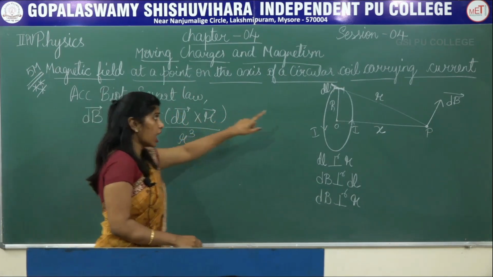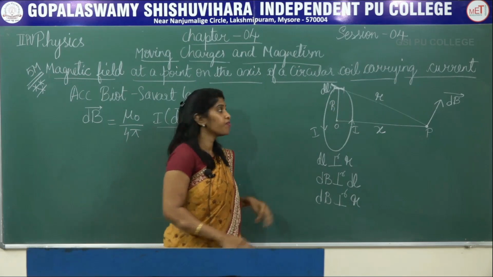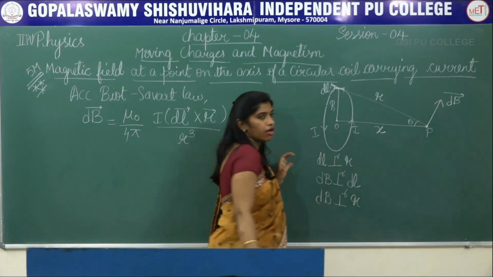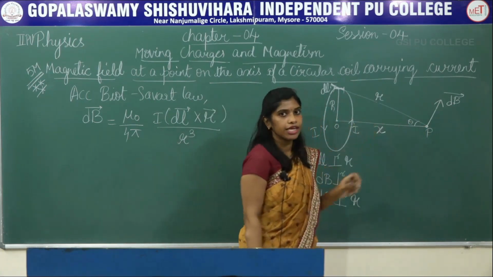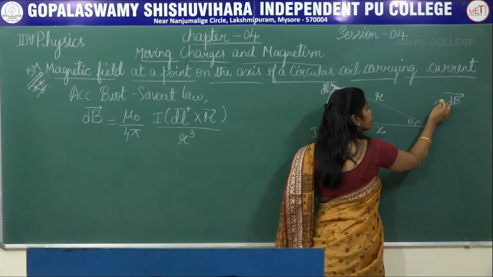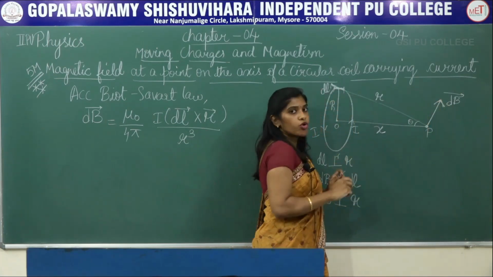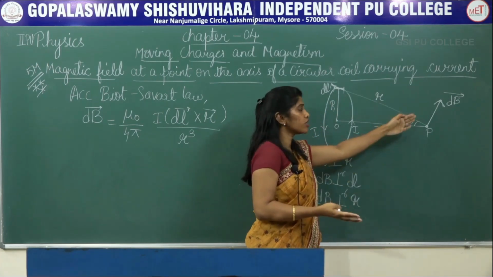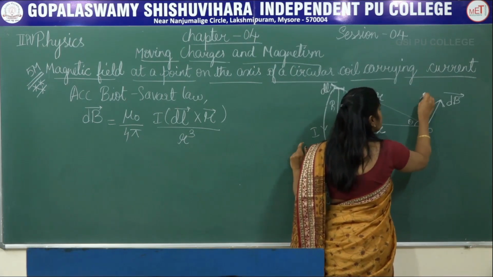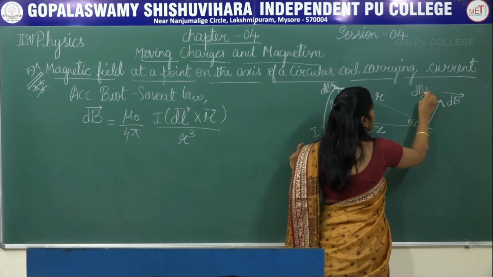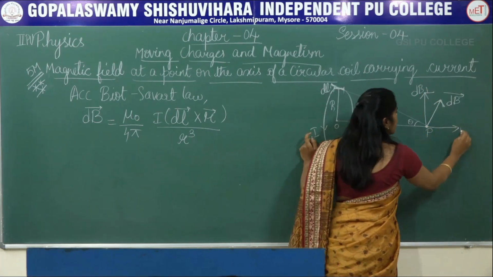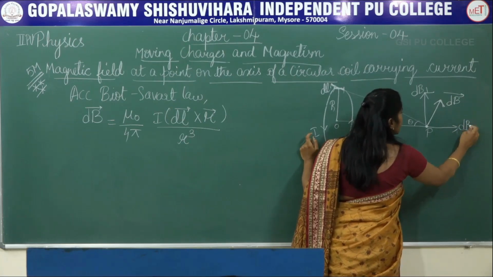Next, I have considered this current element and I am going to take this angle as theta. Now if this angle is theta and this is the magnetic field dB, I am going to first resolve this dB into two components. One component which is perpendicular, dB perpendicular, and another component along the x-axis, which I am going to write as dBx.